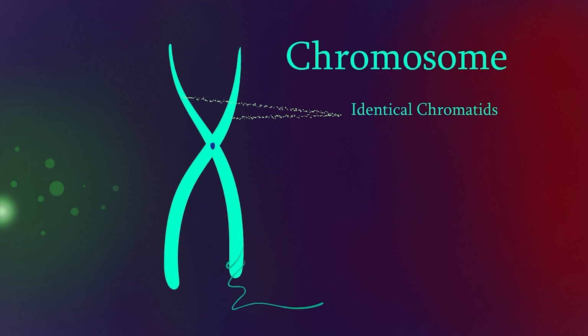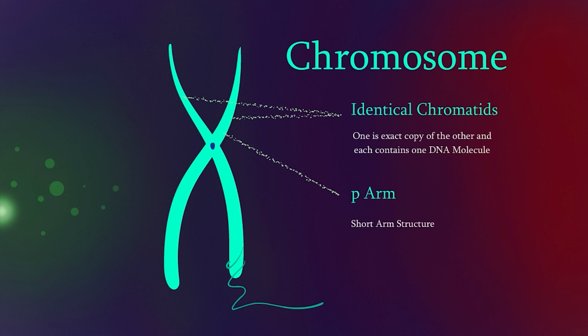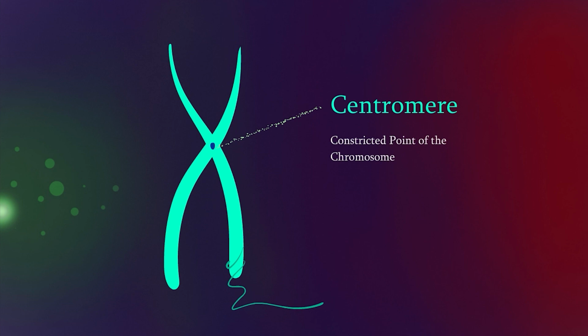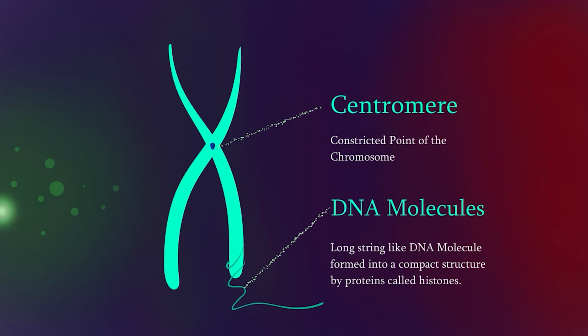These are 2 identical chromatids. One is an exact copy of the other and each contains 1 DNA molecule. This is called the P-arm and this is the Q-arm. The Q-arm is a long arm structure and the P-arm is a short arm structure. The center of the chromosome is known as the centromere, the constricted point of the chromosome. These are DNA molecules. Long string-like DNA molecules are formed into a compact structure by proteins called histones.